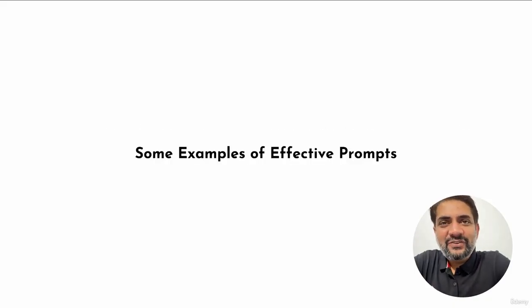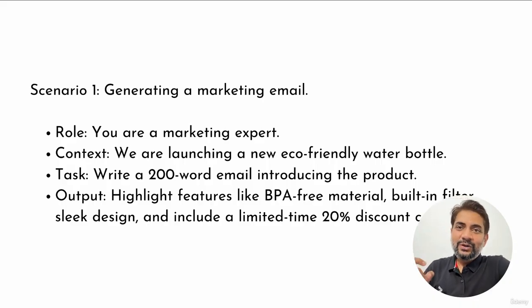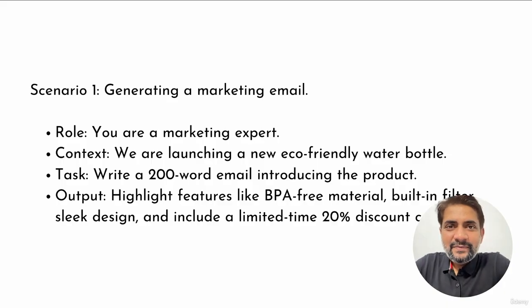Let's see some examples of effective prompts. Scenario 1, generate a marketing email. If you want to generate a marketing email, you want ChatGPT to be a marketing expert, right? And then you give it a context that you are launching a new eco-friendly water bottle. And then you give it a task to write a 200-word marketing email introducing the product. And then you give it the output that you want it to highlight features like BPA-free material, built-in filter, sleek design, and so on.